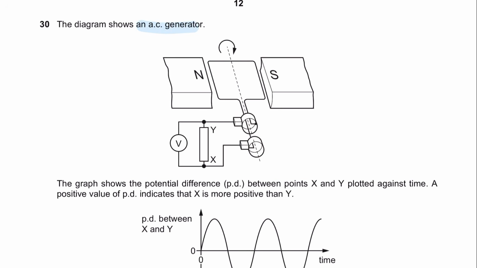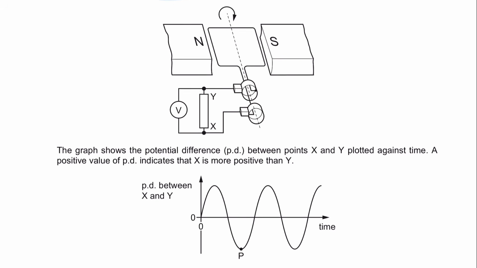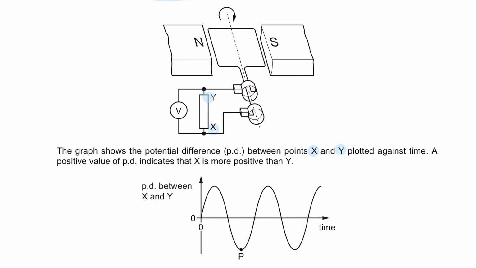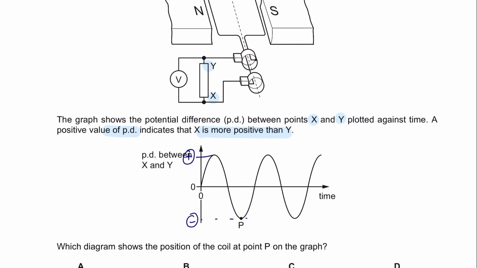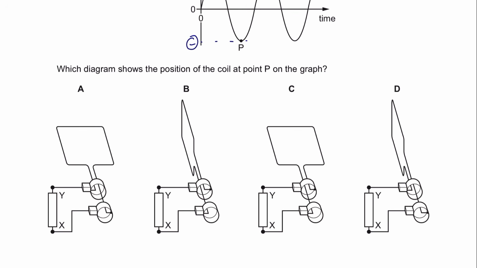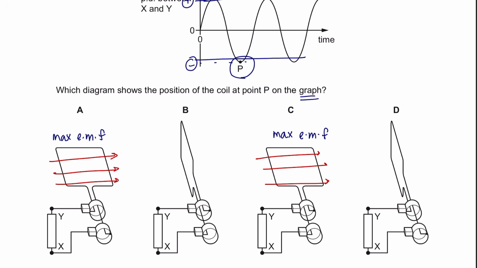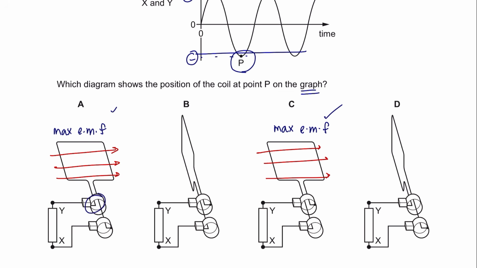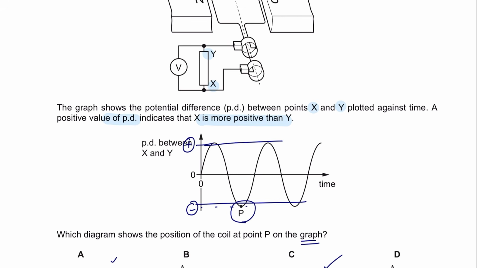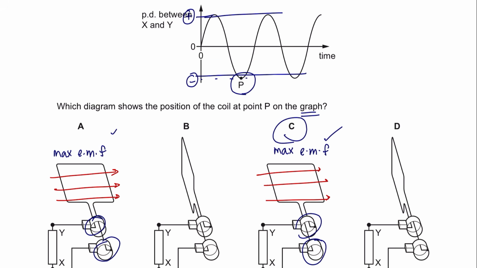Question 30. The diagram shows an AC generator. The graph shows the potential difference PD between point X and Y plotted against time. A positive value of PD indicates that X is more positive than Y. So this is the positive value and over here is the negative value. Which diagram shows the position of the coil at point P on the graph? In an AC generator, when the coil moves perpendicular to the field, a maximum value of current is induced. So this is maximum. The answer is either A or C. Between A or C, the difference is only the arrangement of the circuit, and over here it should be C.